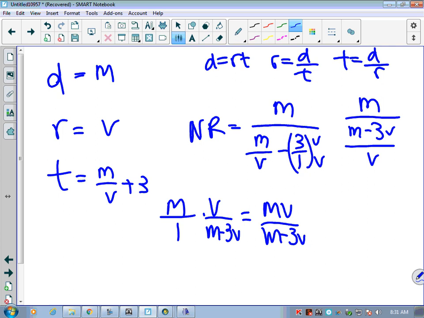Okay. Does that make sense? I know it looks like a board full of stuff, but it really shouldn't be too terribly difficult to do that question. Right? We should be getting used to distance, rate, and time. Okay?